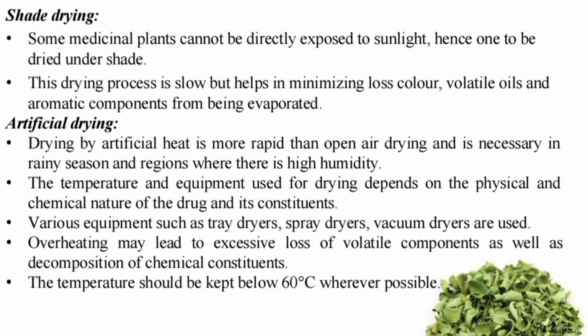The next type of drying is artificial drying. Drying by artificial heat is more rapid than open air drying and is necessary in rainy season and regions where there is high humidity. The temperature and the equipment used for drying depend on the physical and chemical nature of the drug and its constituents. Various equipment such as dryers, spray dryers, vacuum dryers are used.